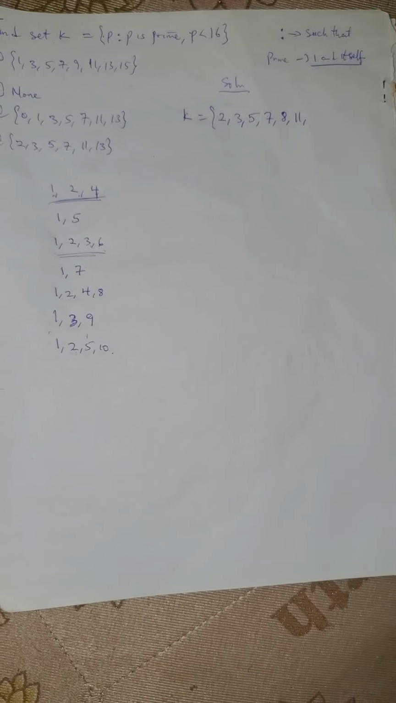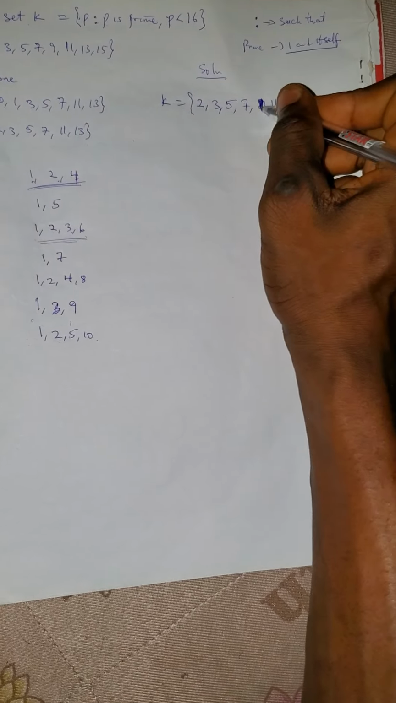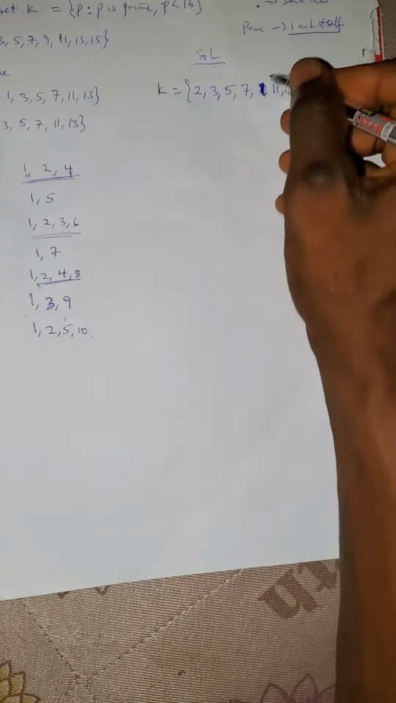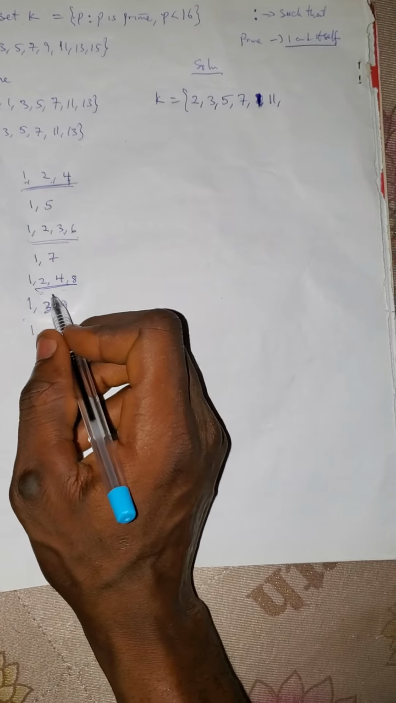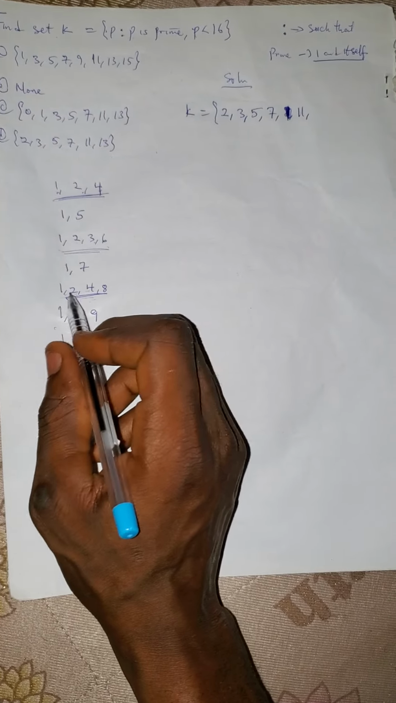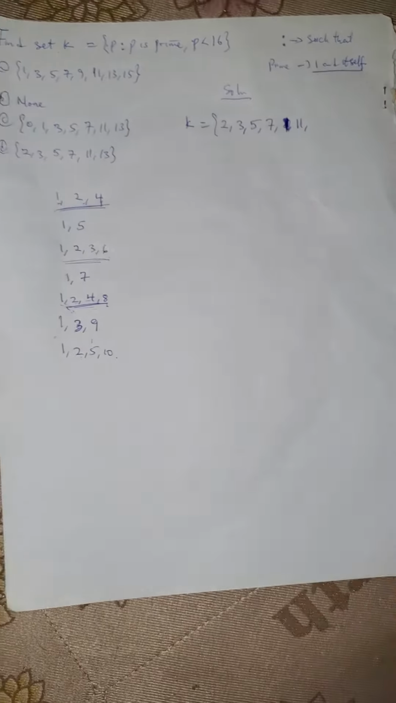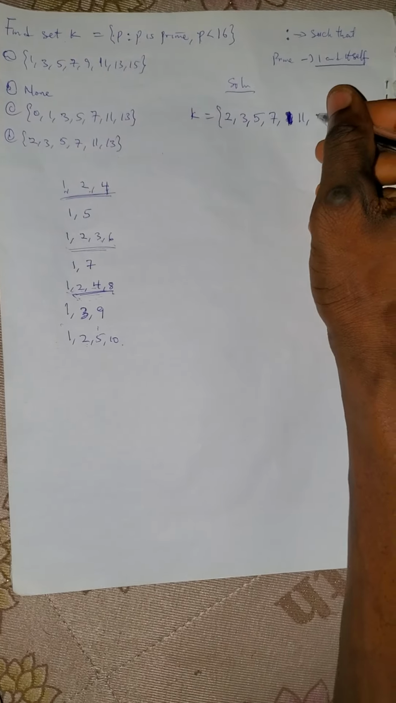11 is a prime number. But 8 is not a prime number as well. As I said, 8 is not a prime number. Sorry for writing it out. 8 is not a prime number because the numbers that we can use to get 8 are 2 times 4, and then 1 times 8. So 8 is not part of the prime numbers.